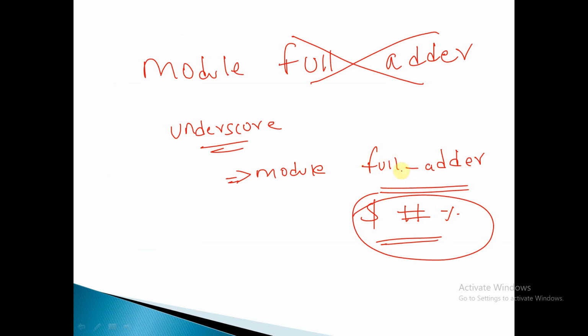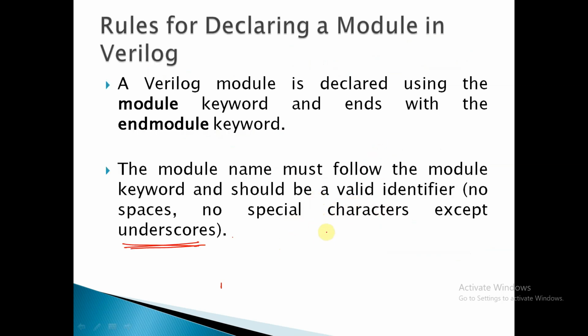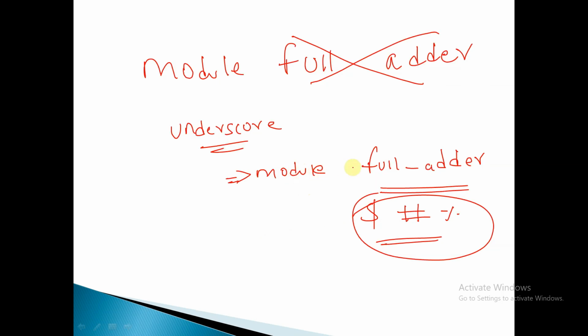Okay, so please be careful when you are declaring your module name. Spaces are also not allowed when you are declaring your module name. And one more thing, the first letter of the module name should start with a letter only. It should not start with any special character, underscore, or any number. A name like 2_full_adder is not valid. Okay, so please be careful. You can use numbers in between, but you cannot start your module name with a number. Okay, so these are the rules.